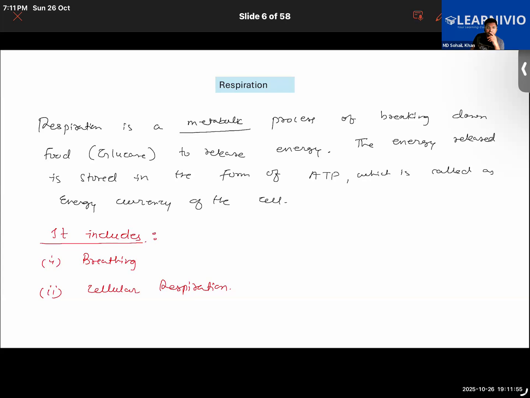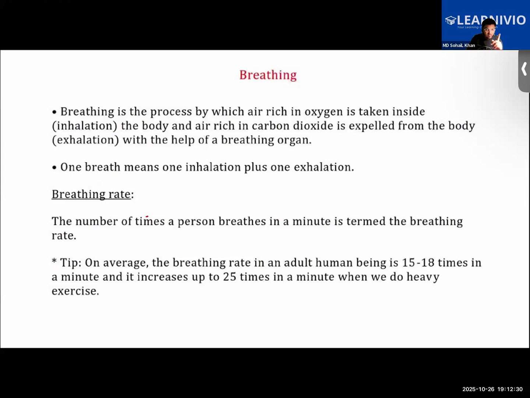Breathing, cellular respiration. Cellular respiration means that this process of respiration will be carried out inside the cell. That's why it is cellular respiration. Okay. Now let's learn about the first thing here, that is breathing.